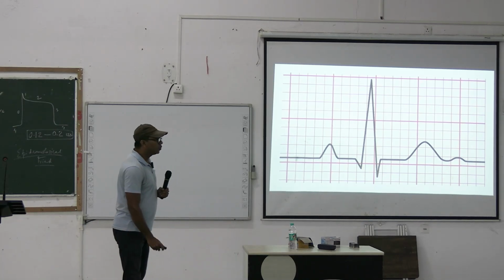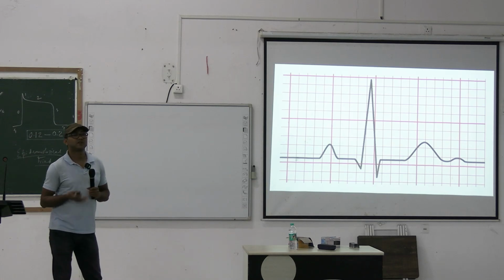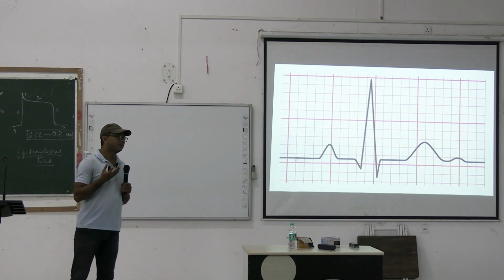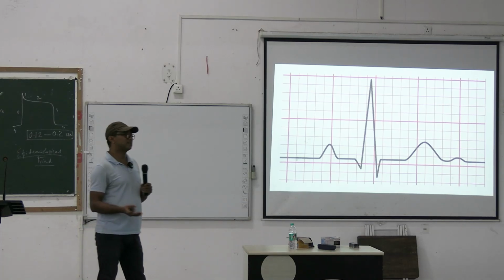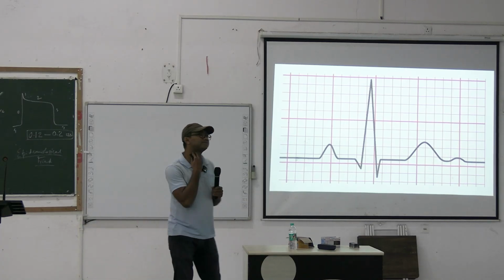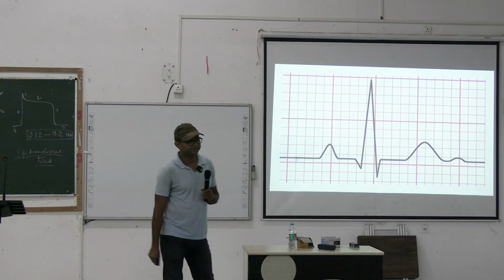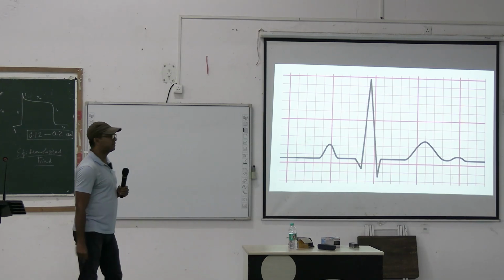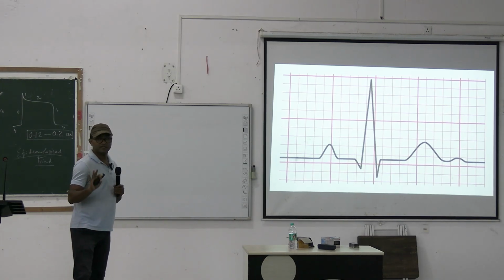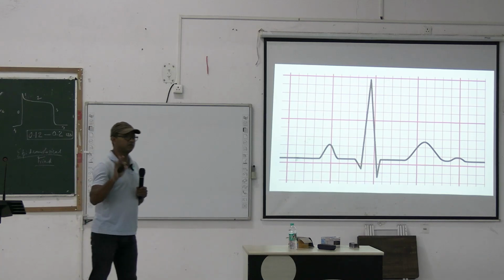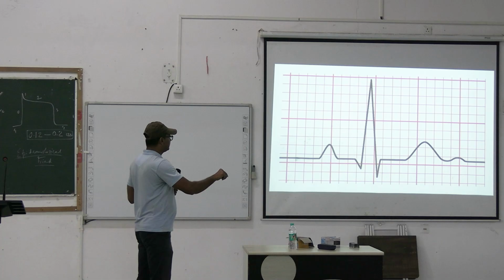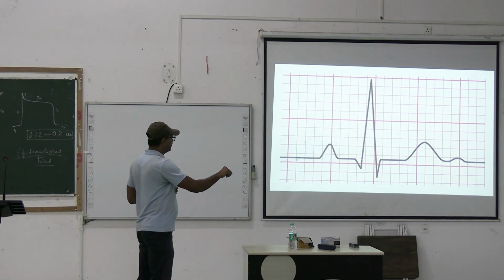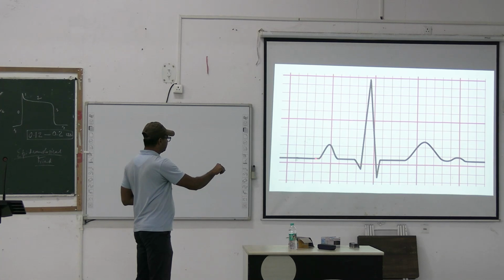Now, if I ask you what is the voltage of QRS complex? No, before that first tell me what is the voltage of R wave? Whenever I am asking you to calculate voltage of a particular wave, you need to calculate from the baseline. Okay. So, here is the baseline. This is baseline, clear?